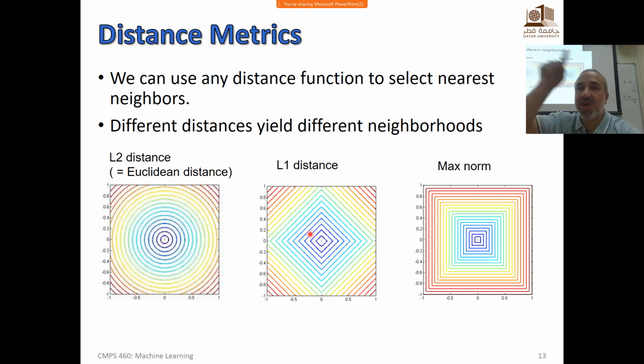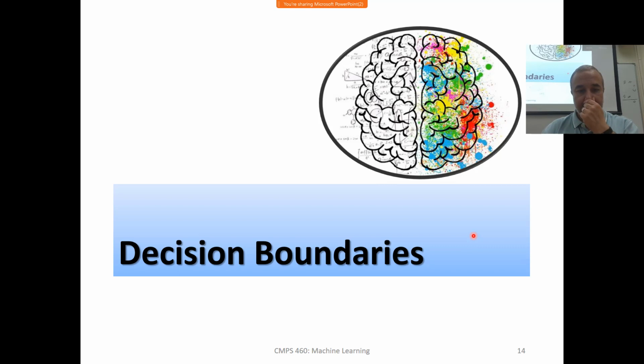With L1, these shapes are no longer circles, they are squares like that. All points on this square, for example, have the same Manhattan distance, or L1 distance, from the center. Same here with the max norm. Okay? So this is just to make it easier to understand the difference between these different measures.